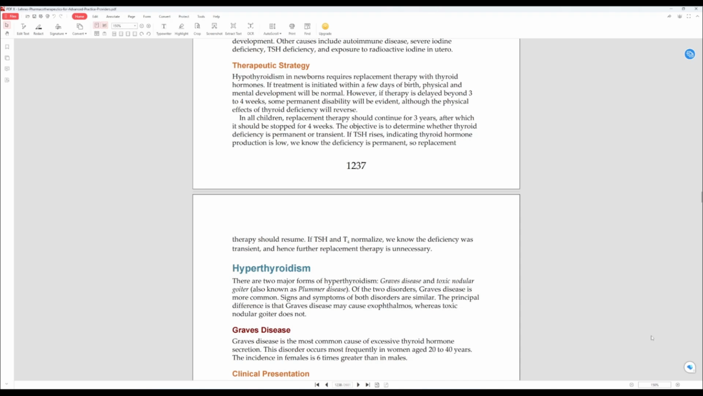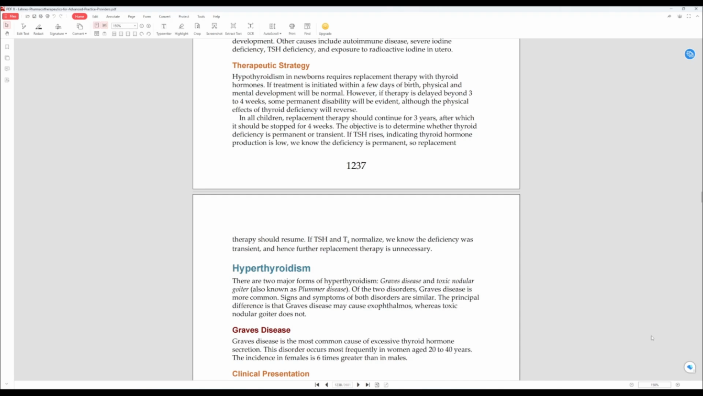So, our therapeutic strategy: hypothyroidism in newborns requires replacement therapy with thyroid hormone. If treatment is initiated within a few days of birth, physical and mental development will be normal. However, if therapy is delayed beyond 3 to 4 weeks, some permanent disabilities will be evident, although the physical effects of thyroid deficiency can and most likely will reverse.